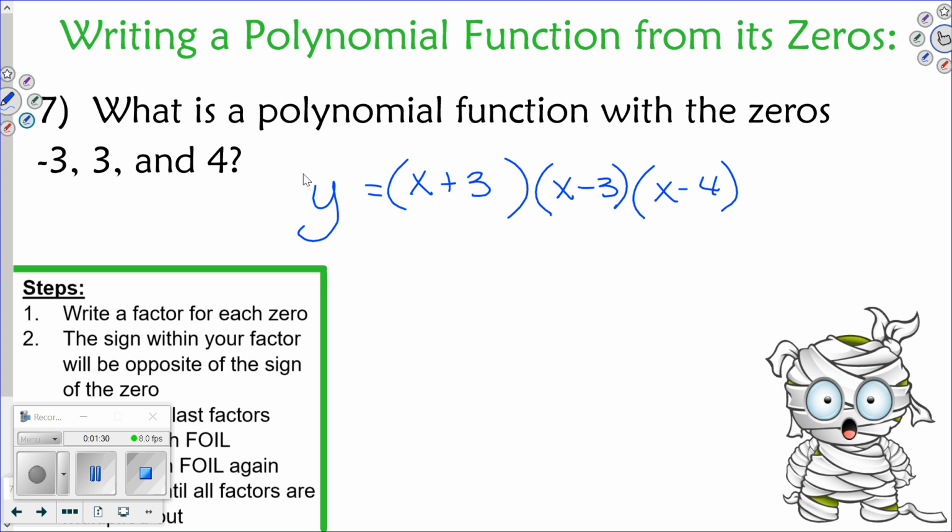If I gave you that and said solve, you'd be like, oh yeah, it's -3, 3, and 4, right? So we're just kind of putting it back into there. So that's why if you look at your steps, write a factor for each 0. The sign within your factor will be the opposite of the sign of the 0. Just thinking about solving. All right, now we just need to multiply that back together.